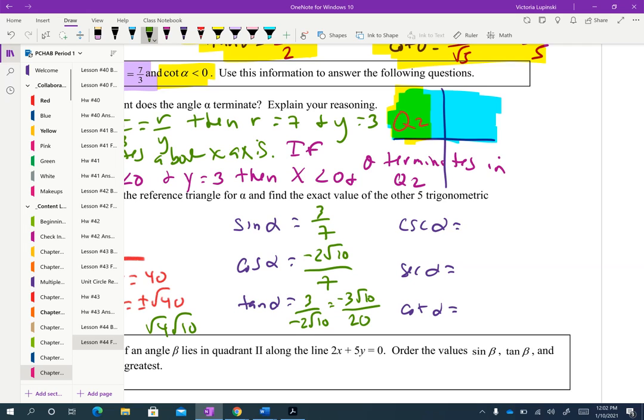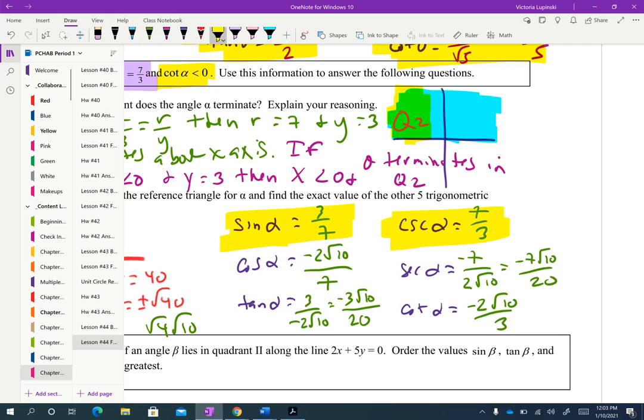So then for your other 3, remember to go ahead and just flip them. So 7 over 3, negative 7 over 2 radical 10, which would become negative 7 radical 10 over 20, followed by negative 2 radical 10 over 3. You are in quadrant 2, all students. You're in the students quadrant, which remember the S means that the only positive values should be the sine and the cosecant.